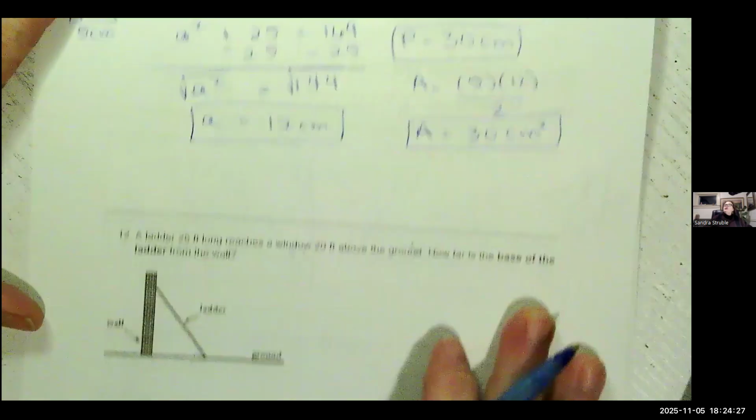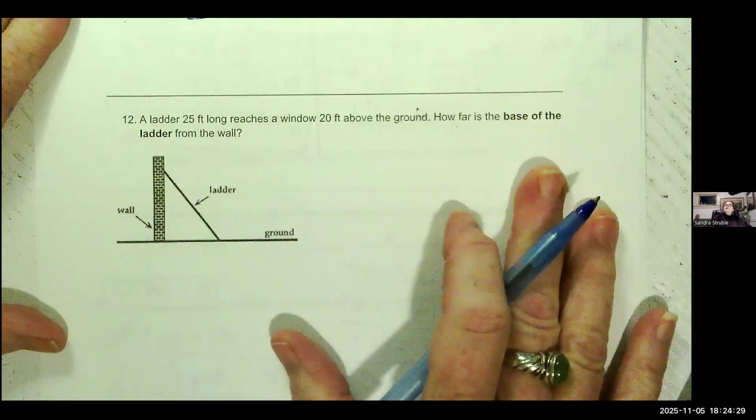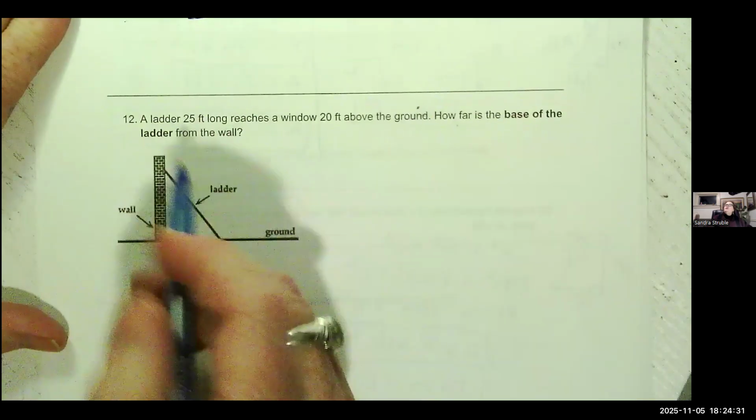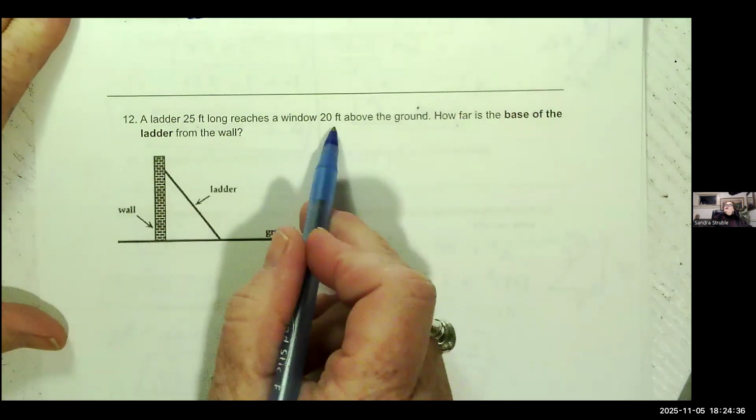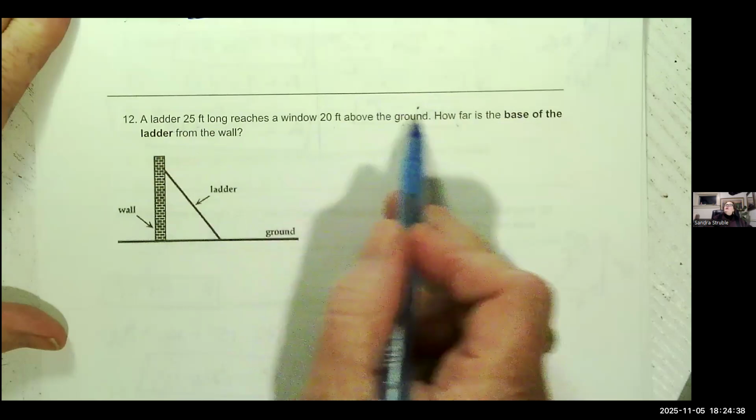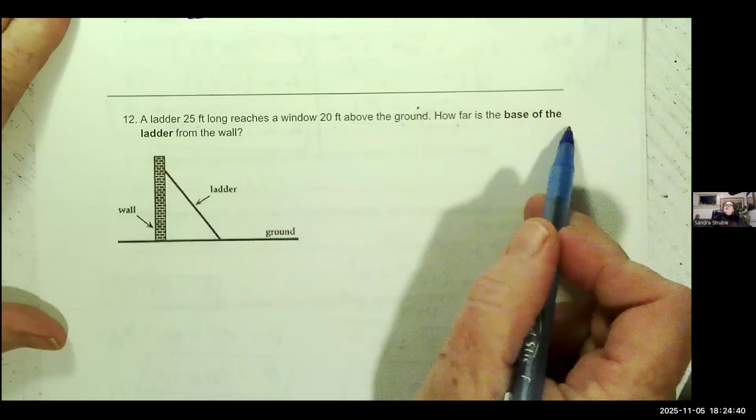Now, I gave you a picture this time. A ladder, 25 feet long, reaches a 20-foot window. A window 20 foot above the ground. How far is the base of the ladder from the wall? I got to give you something a little bit more problem solving.